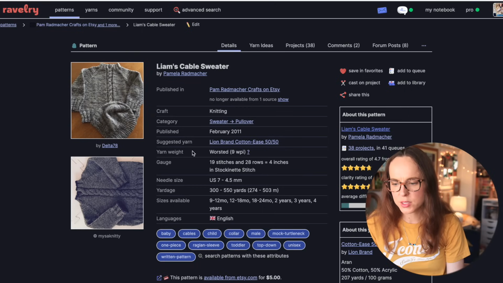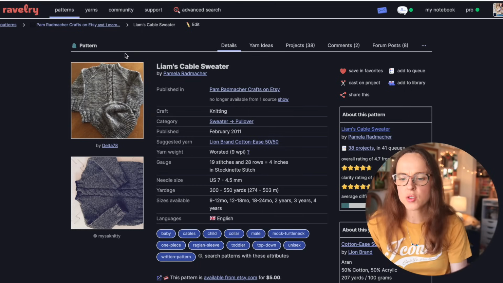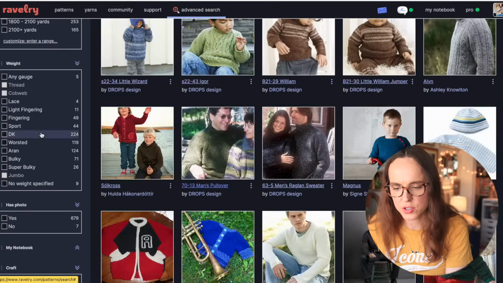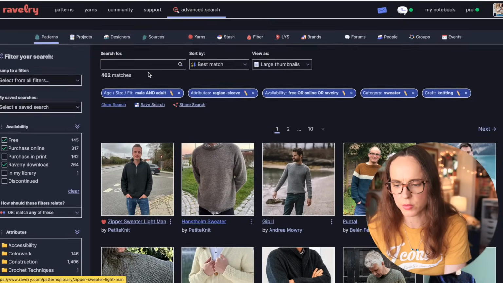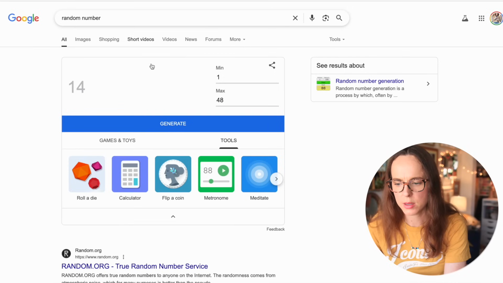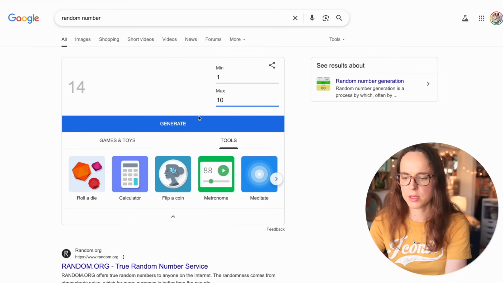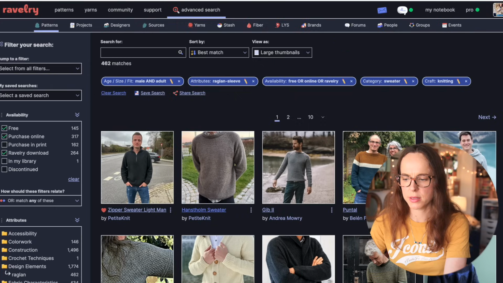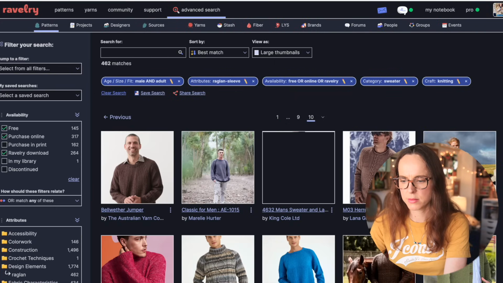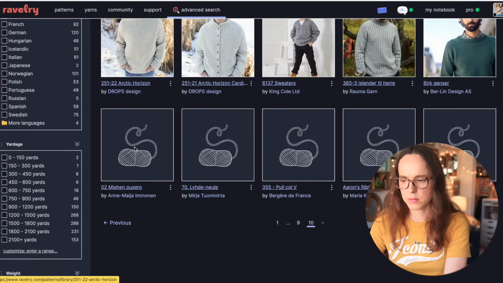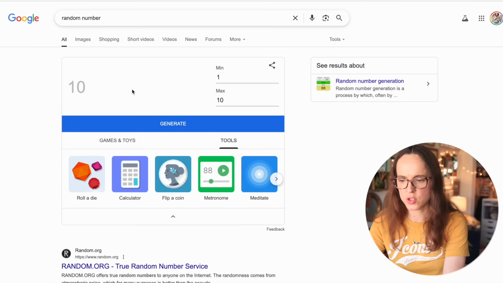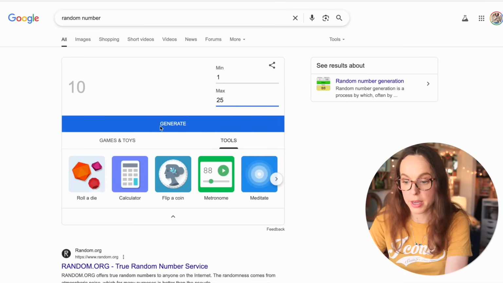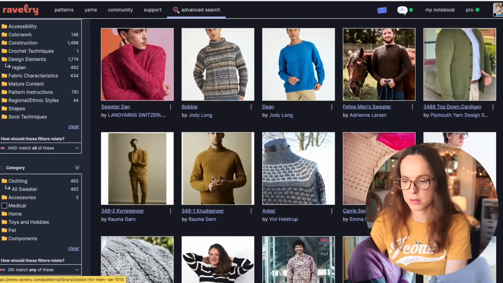Liam's cable jumper. Is this for children? Yeah, I'm trying to do this for adults. I'm going to narrow the search down again for age, and I really want to just stick to adults for today. I'm sorry. Okay, that really brought our results down to 462. You're just going to have to bear with me, guys. Okay, page 10. We have 25 results that show pictures, which is another thing I can narrow down. 16 right here.